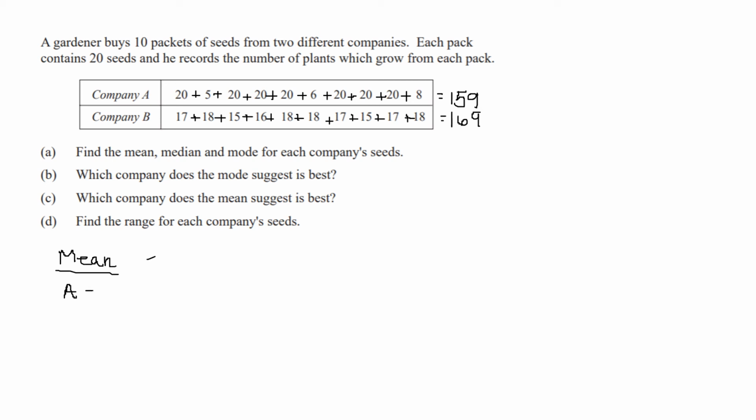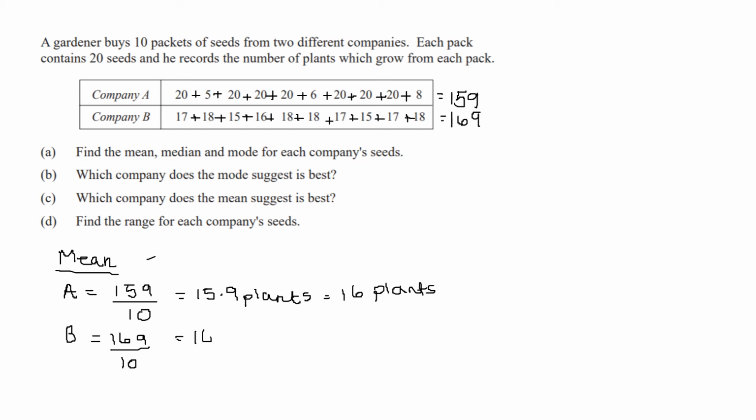So for A, it's going to be 159 over 10, because he bought 10 packets from each company. So the mean for A would be 15.9 plants. We can't have 0.9 of a plant, so let's call that 16 plants. And then for B, we've got 169 over 10, which is 16.9, and again we can't have 0.9 of a plant, so let's round that up to 17 plants.